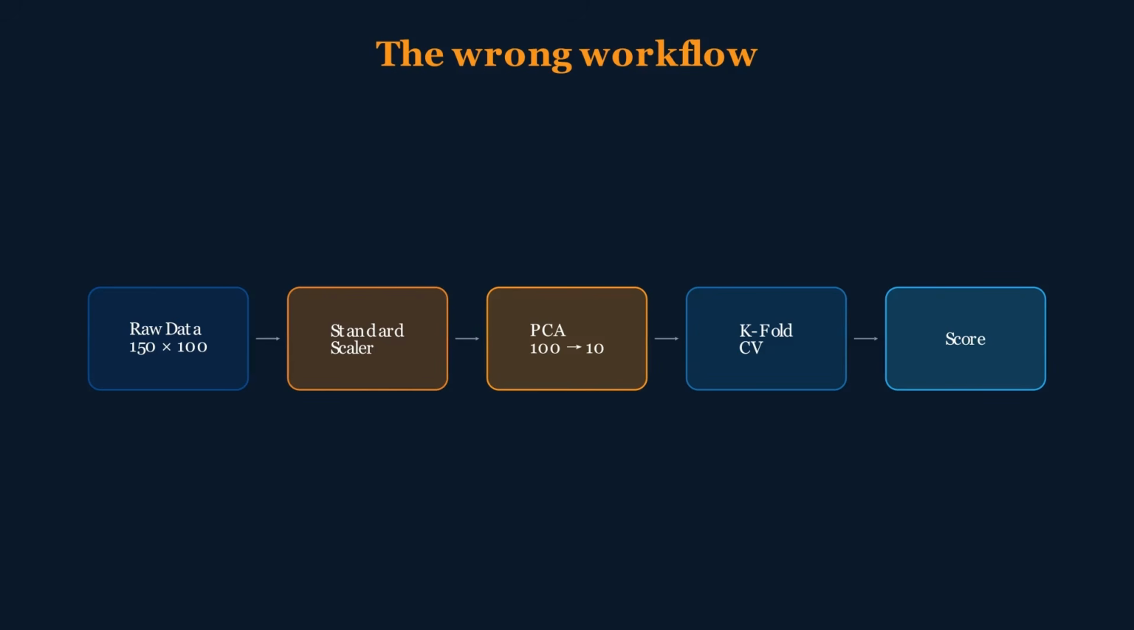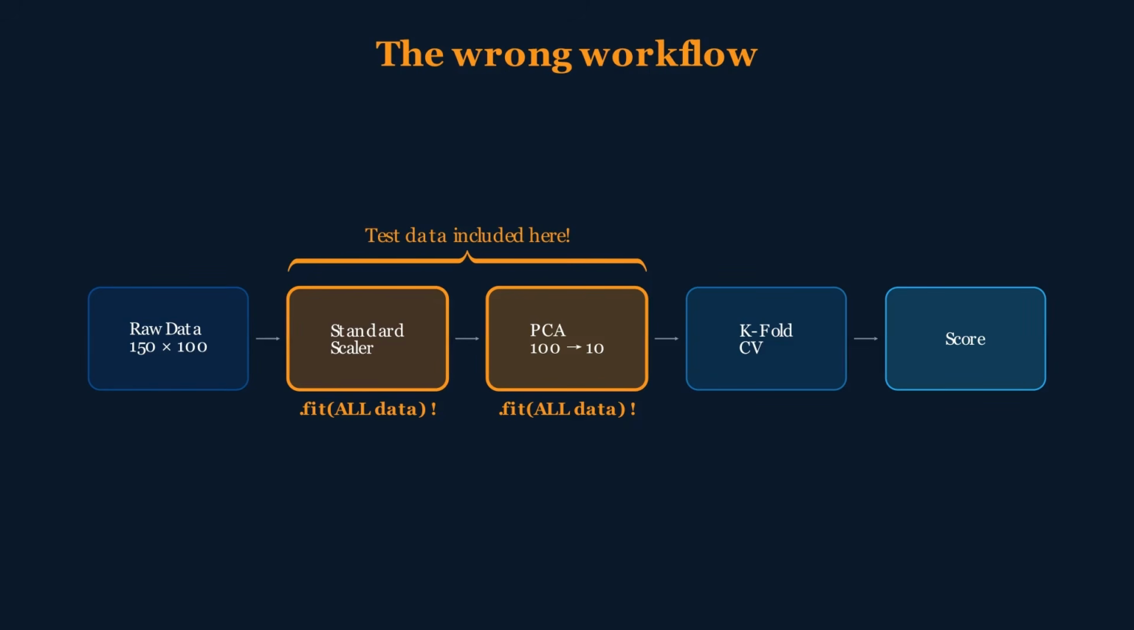Data leakage. Here is the issue. Both StandardScaler and PCA have a .fit step. They learn from the data. The scaler computes the global mean and variance. PCA computes the direction of maximum variance across the entire dataset. When you do this before cross-validation, those statistics include the validation rows. Your preprocessing has already absorbed information from data the model is supposed to have never seen.